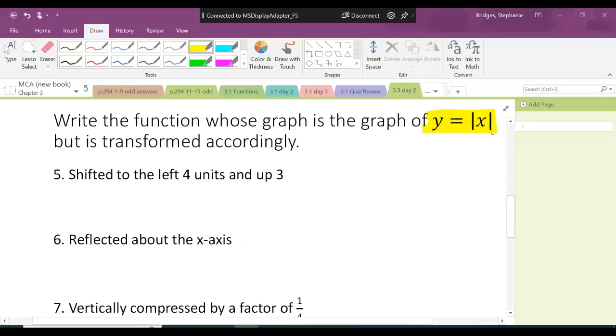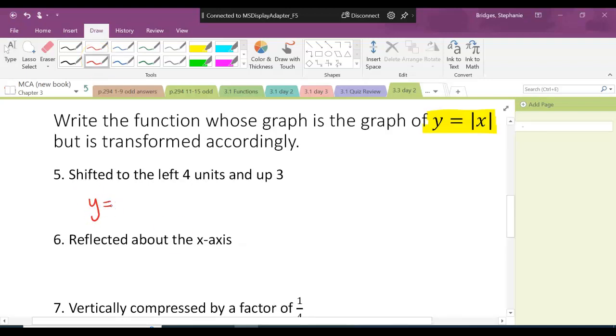If I'm reflecting on the x-axis, that goes in front of the absolute value. If I'm reflecting on the y, it goes inside the absolute value. And then if I am stretching or compressing, the number is basically going to go in front of the absolute value, being multiplied. Everybody ready? All right, so first, we want to shift to the left 4 units.